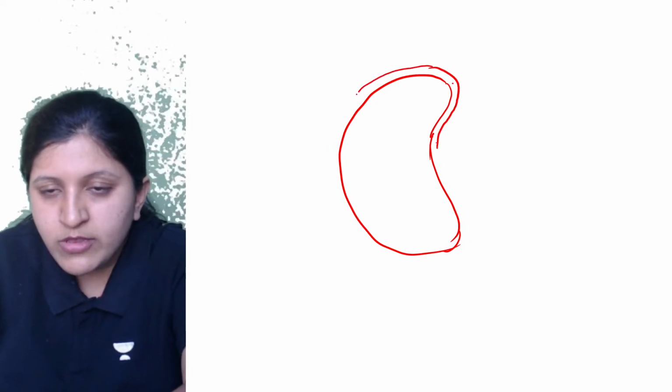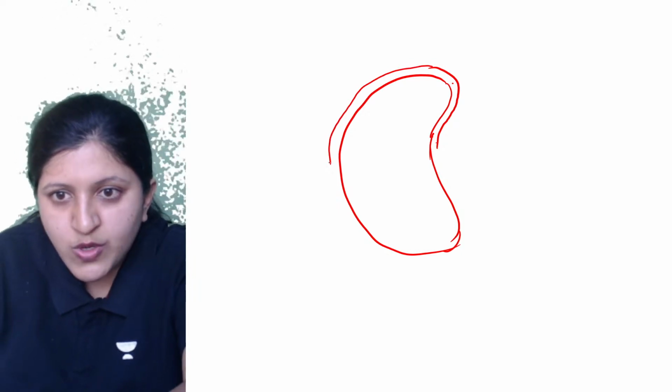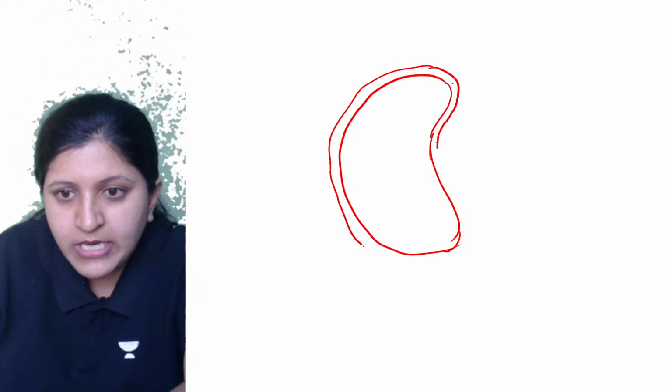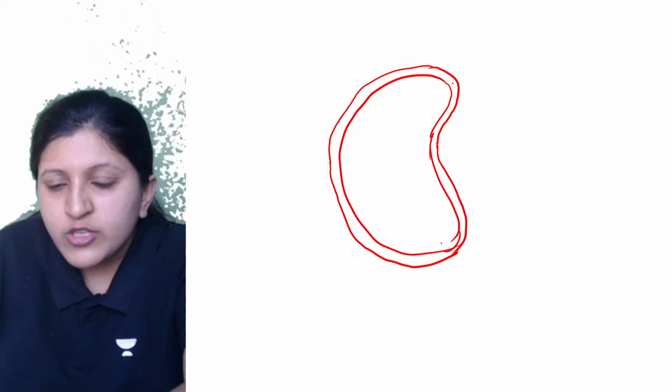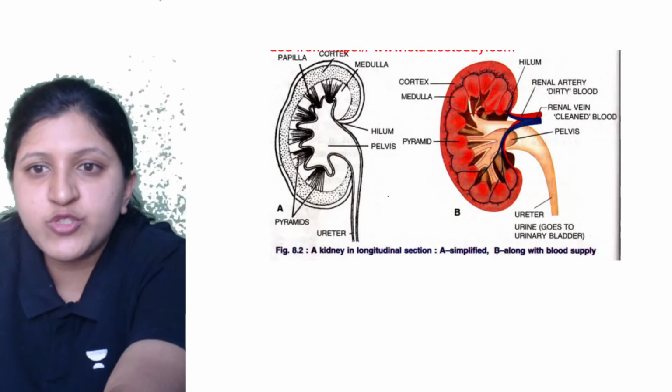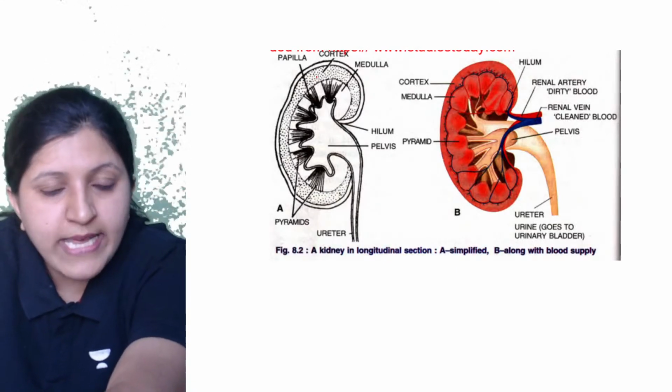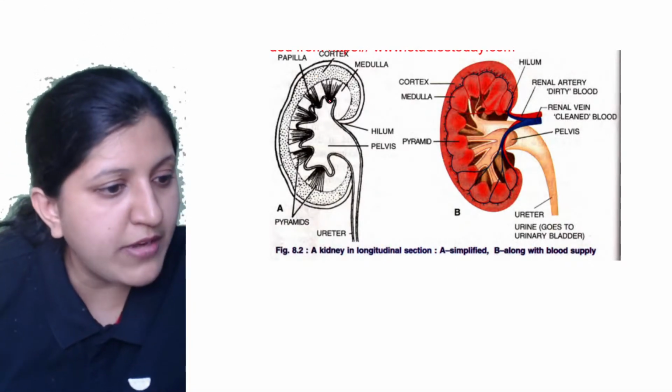So this will indicate the presence of cortex, and medulla can also be indicated with this one. So two coverings you will be showing. With that covering, you can see that the cortex region is separated and the medulla region is separated.